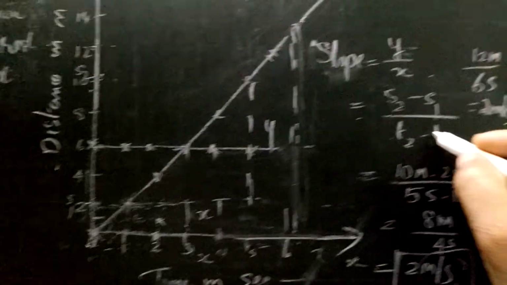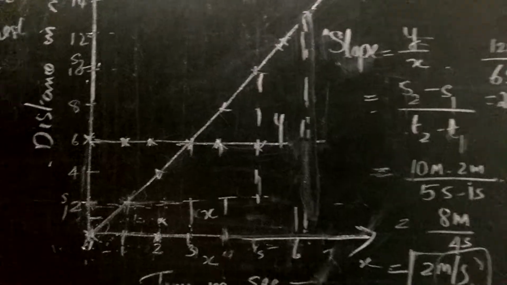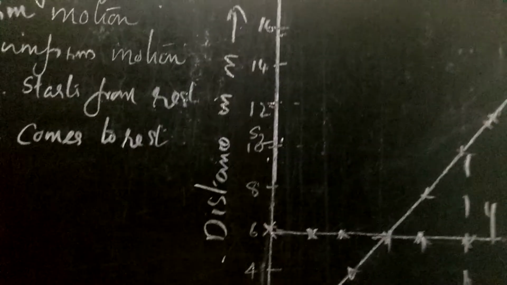Dear students, this is T1, I just write it as 1. Okay, now we are going to discuss the distance time graph for non-uniform motion.